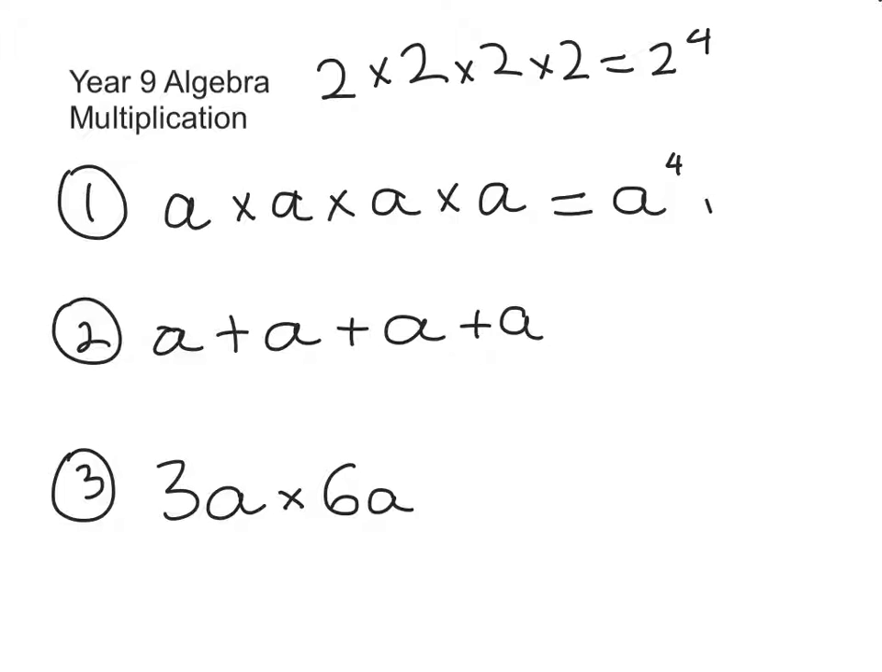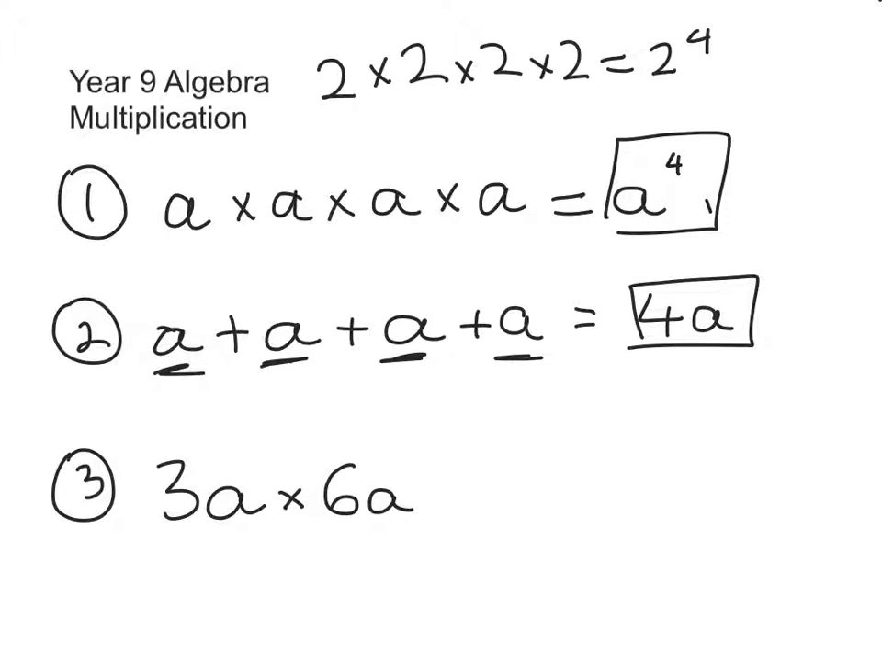The second one is quite different. It's a plus another one, plus another one, plus another one. So that gives us 4 lots of a. So don't confuse these two things. This one is really the result of addition, and this is the result of multiplication of a by itself 4 times.